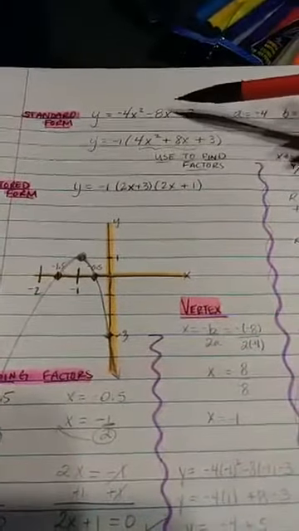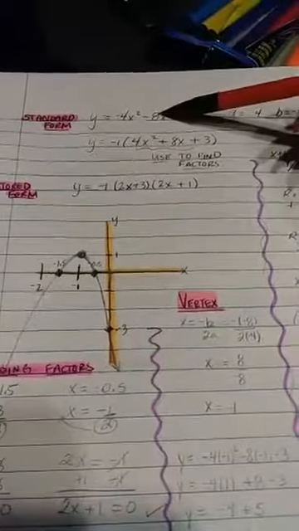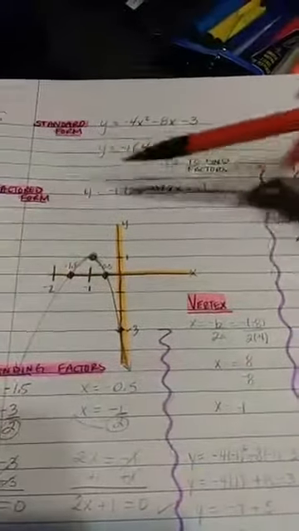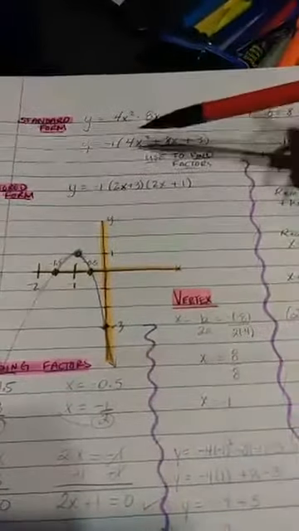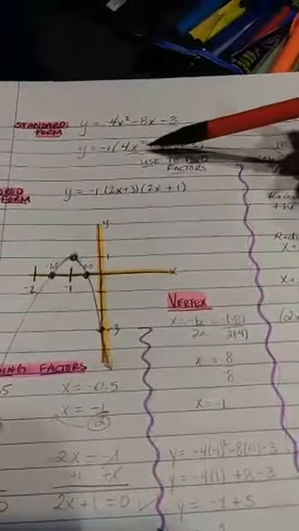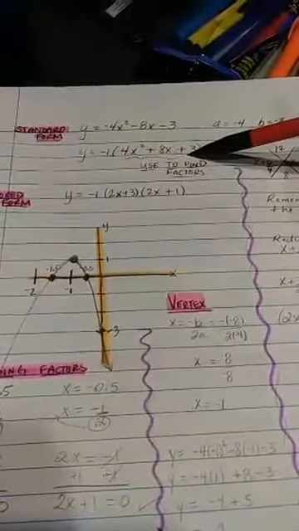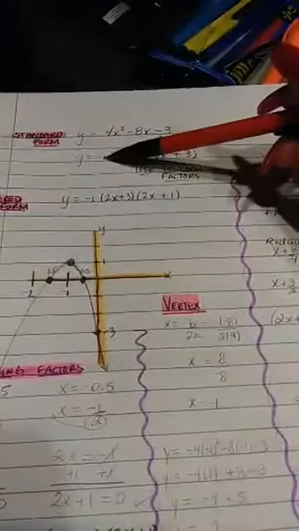Negative 4x squared minus 8x minus 3 is the last example we're going to do. This is my standard form. My factor form came from what? First taking the GCF out. Now 4x squared plus 8x plus 3 gives us the trinomial that we need to use in order to find the factors. So we're not going to use the GCF.